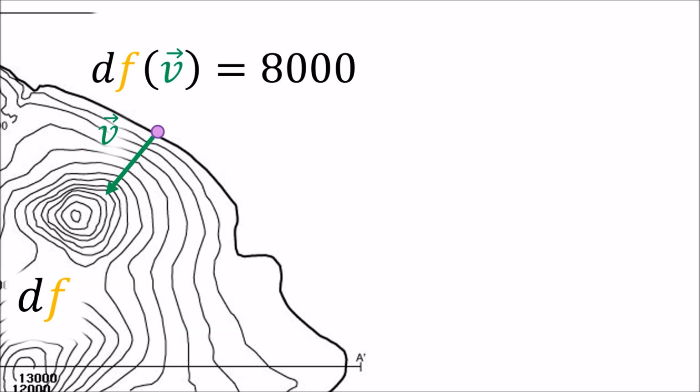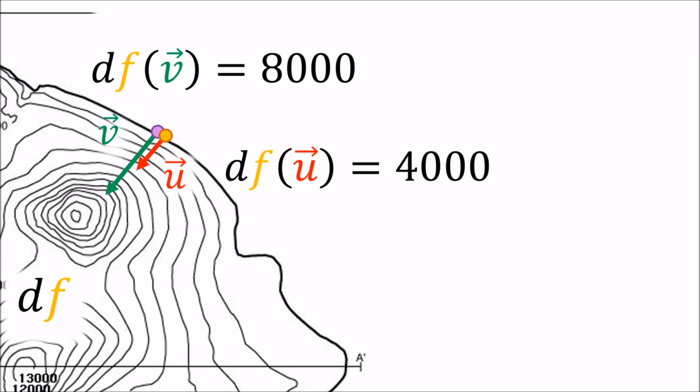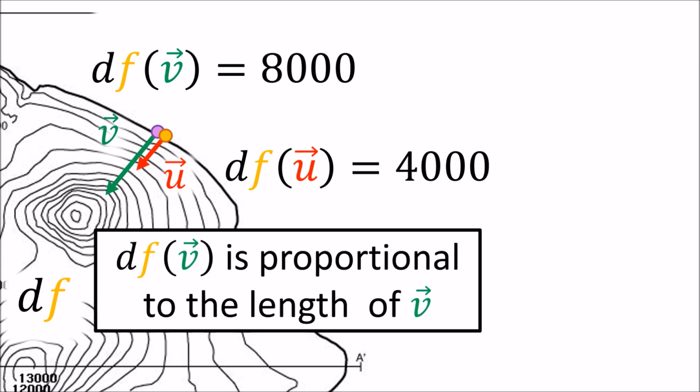So we have this vector v where df of v is equal to 8,000. Now let's consider a shorter vector u which points in the same direction. Now because u is shorter, it also pierces fewer stack planes, and we get df of u is equal to 4,000. So what we've learned here is that the value of df of v gets bigger when the vector v is longer. So if we think of v as sort of like a velocity vector, we observe a larger value for df of v when we're moving faster through this point.